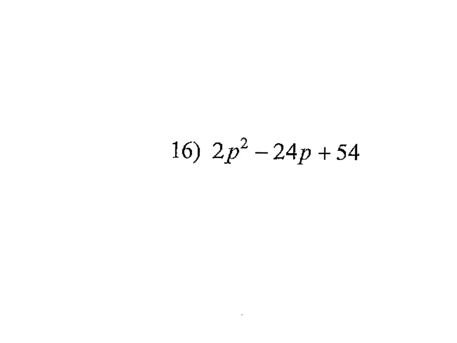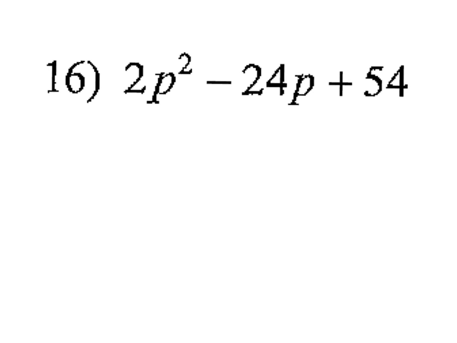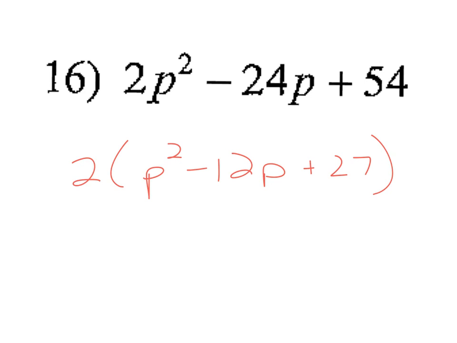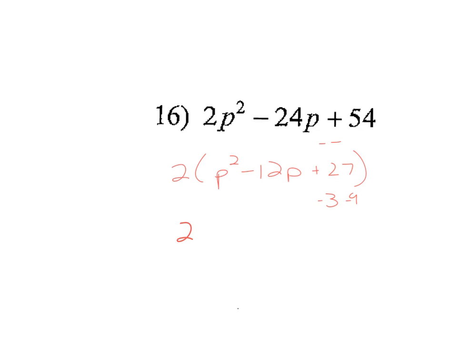Okay, on number 16, looks like we've got a GCF again, so let's pull a 2 out. So I've got p squared minus 12p plus 27. Our signs would need to be negative, negative here. So how about 3 and 9? Negative 3 and negative 9 would get me a negative 12 when I add and a positive 27 when I multiply. So I'm going to get 2, p minus 3, and p minus 9 as my answer.